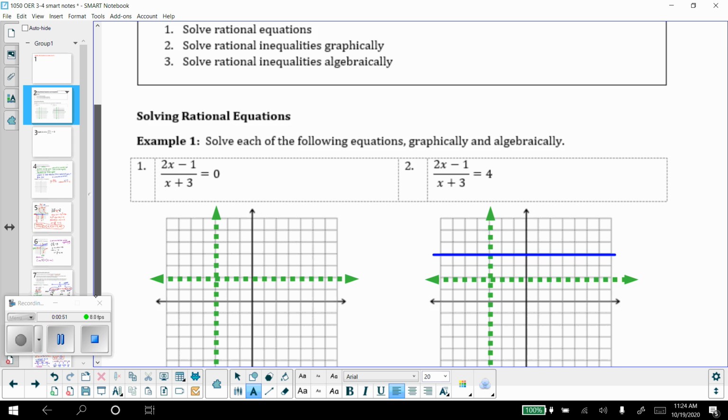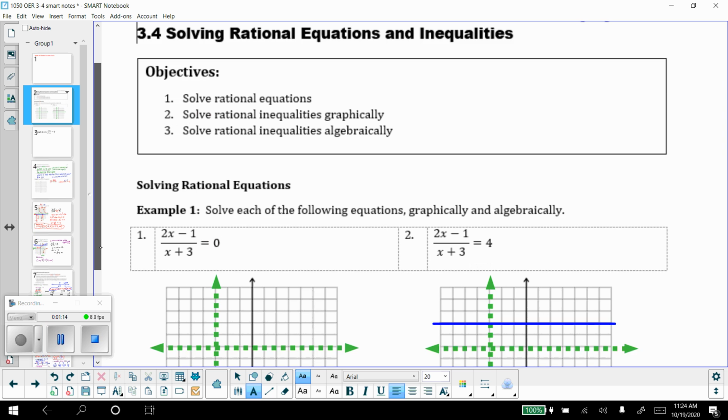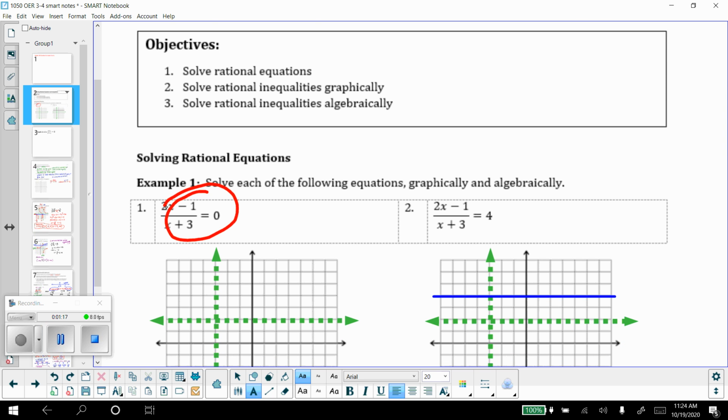Who knows? Okay, so we've got example 1, (2x - 1)/(x + 3) = 0. We are solving each of these equations graphically and algebraically. So to solve it graphically, we're looking at where it equals 0. That would be where the graph intersects the x-axis. If an equation is equal to 0, then the points where that equation crosses the x-axis would be the solutions.